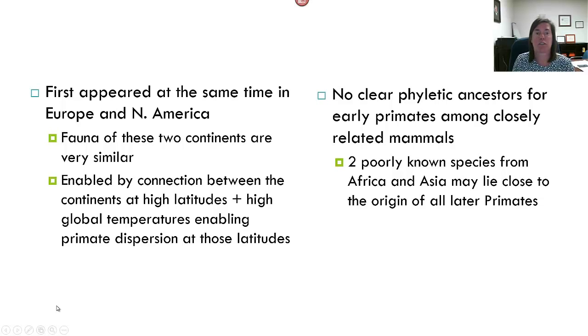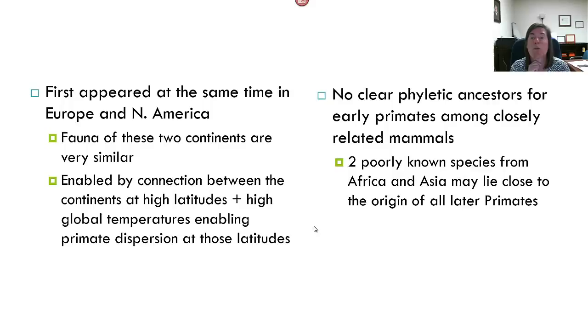These primates first appear at the same time in Europe and North America. The fauna, in fact, of these 2 continents are very, very similar. And once again, this was enabled by the geographic connection between these continents at high latitude, as well as high global temperatures, enabling primate dispersion at those high latitudes.